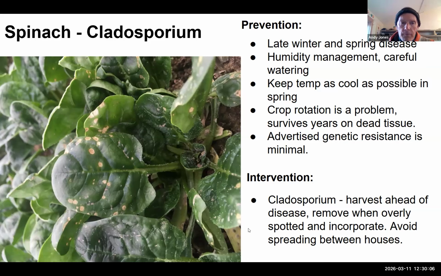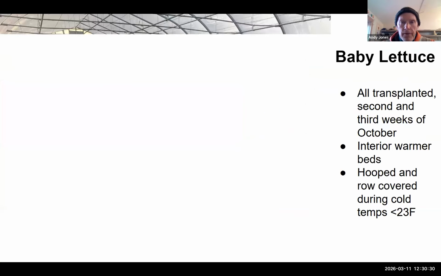Again, with Cladosporium, because of our winter market being a CSA, if there's one spot or two spots and they're small on some of the leaves, or they're on a few of the leaves, we can often go ahead and use that. So we try to harvest enough ahead if we can, if the stuff is of size, and then go ahead and incorporate and avoid spreading it between the houses.